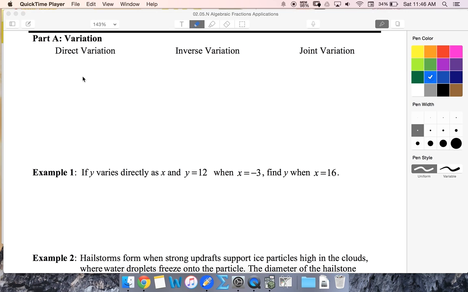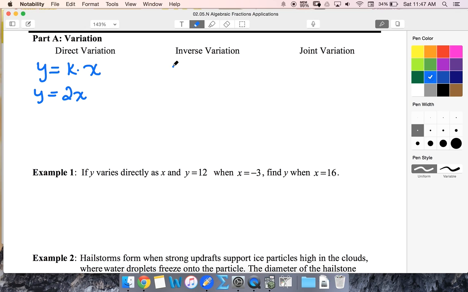So variation connects in really nicely to algebraic fractions, and let's see why. There are three types of variation: direct, inverse, and joint. Normally we look at variation in terms of two variables, y and x, and direct variation says that y changes directly as x, so there's some constant k times x. An example of direct variation is y equals 2x. So for every x value, y is double the x value.